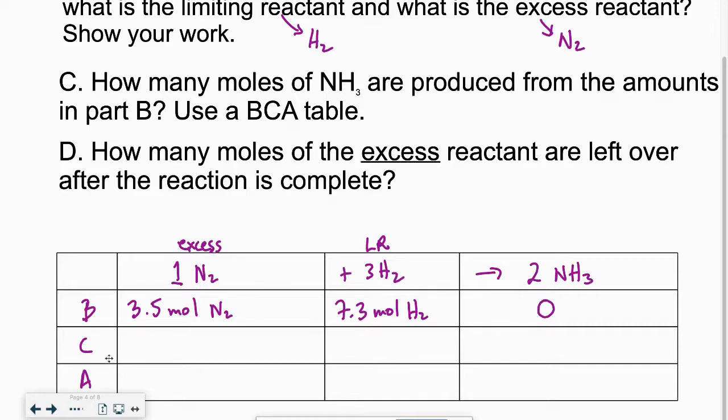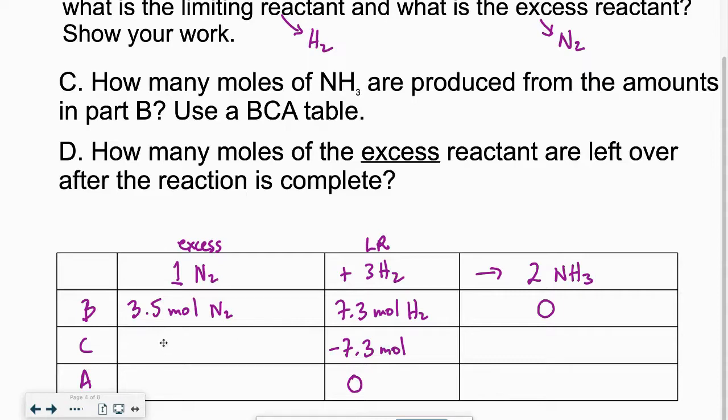So the next step is to fill in the change line. I'm going to first get rid of my limiting reactant, right? Because if this is limiting, it's going to be 0 at the end. So I'm going to have 0 at the end here.